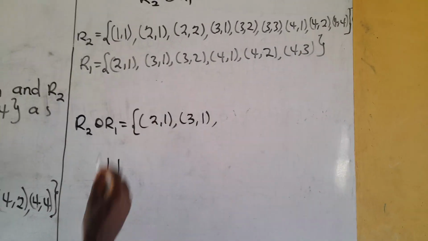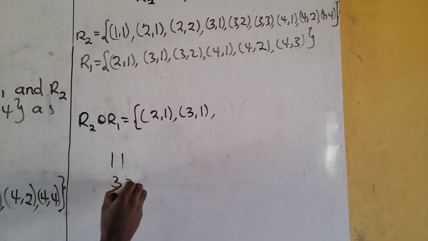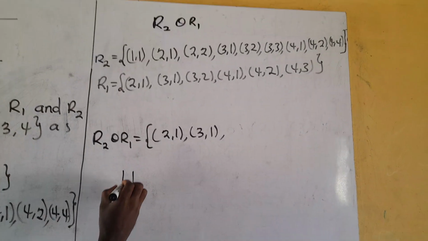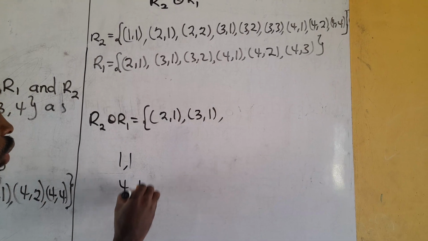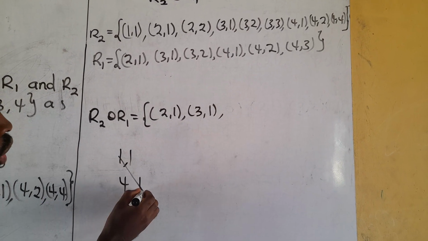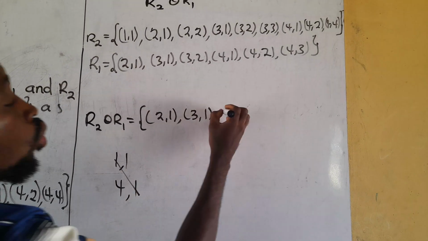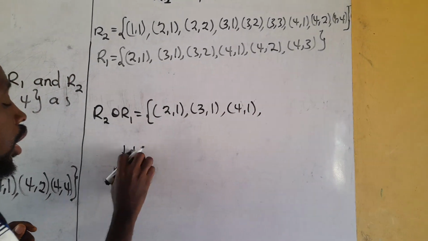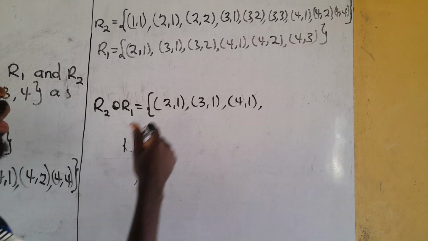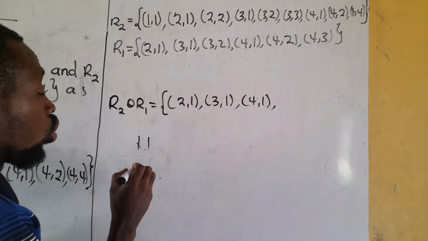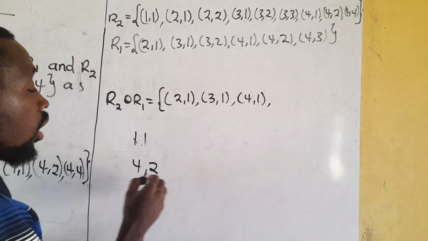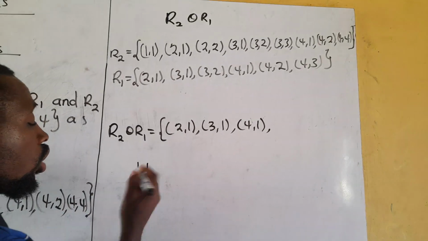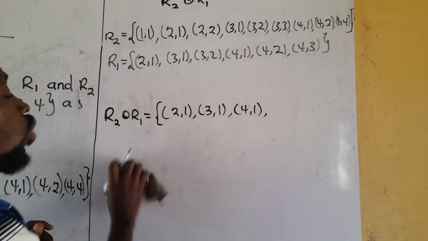The next one, 1 1 against 3 2. So you see that there is no such corresponding. 1 1 again against 4 1. You see that there is such corresponding. Then we have the other pair 4 1. 1 1 again against 4 2. So you see there is no such corresponding. 1 1 against 4 3. There is no such corresponding. So we are done with 1 1.